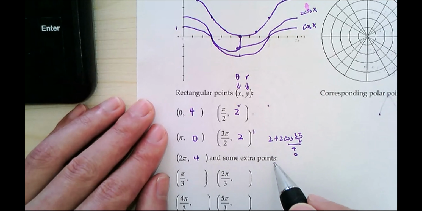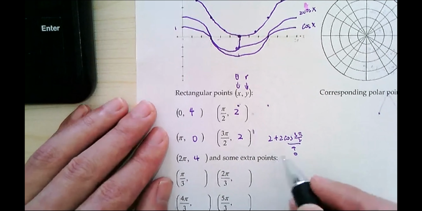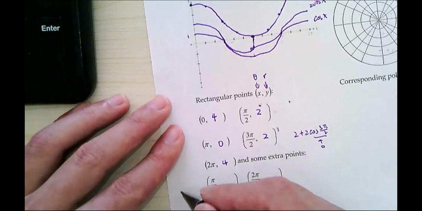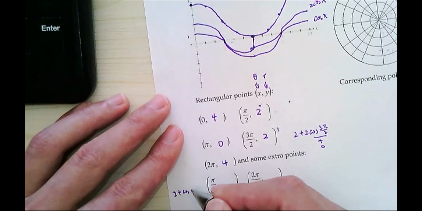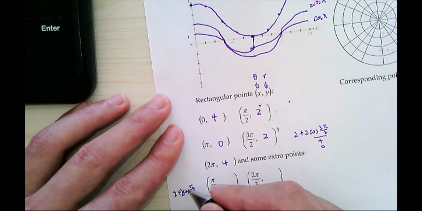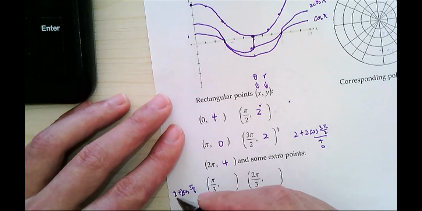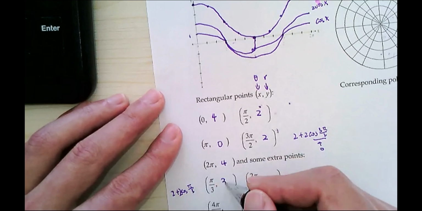And we need a few extra points. So what is 2 plus 2 times cosine pi over 3? What is this? Cosine pi over 3 is 1/2, right? So 2 times 1/2 is 1. 2 plus 1 is 3.